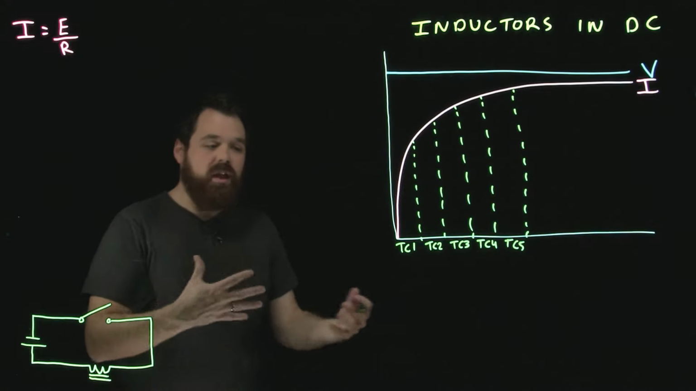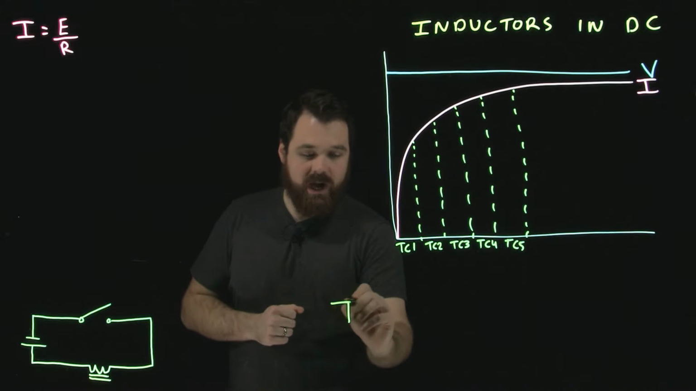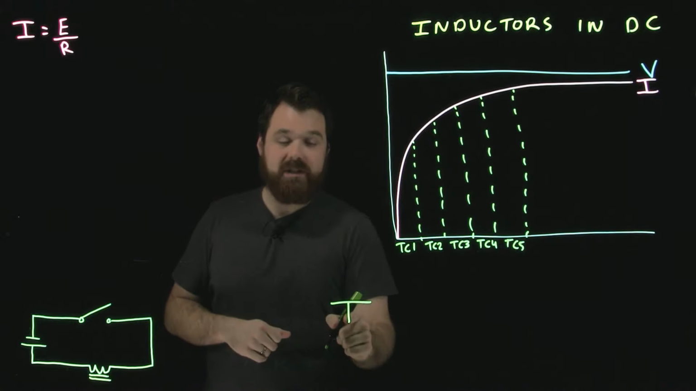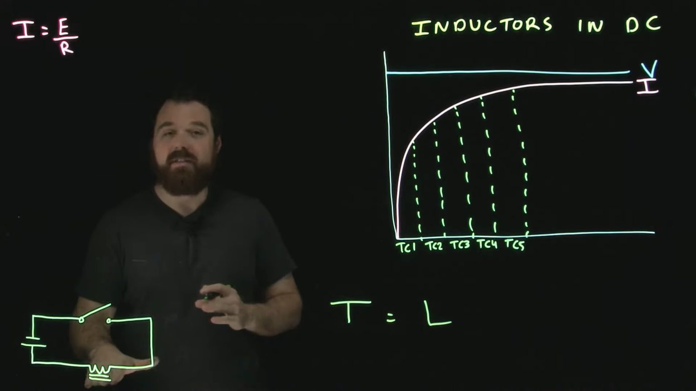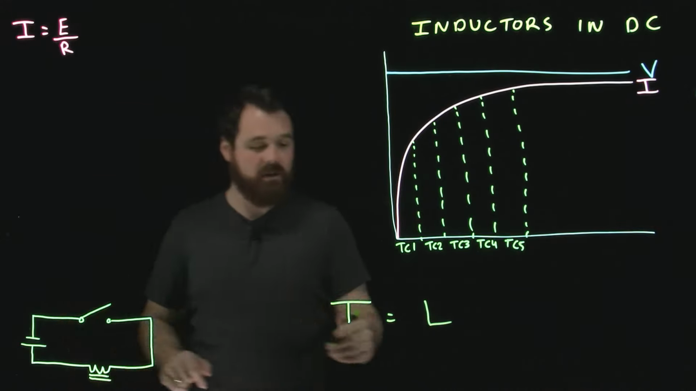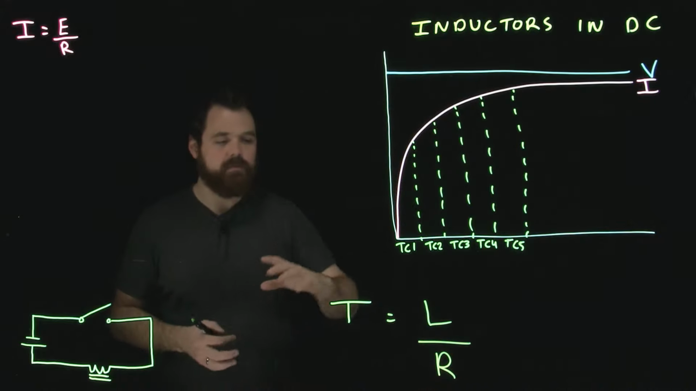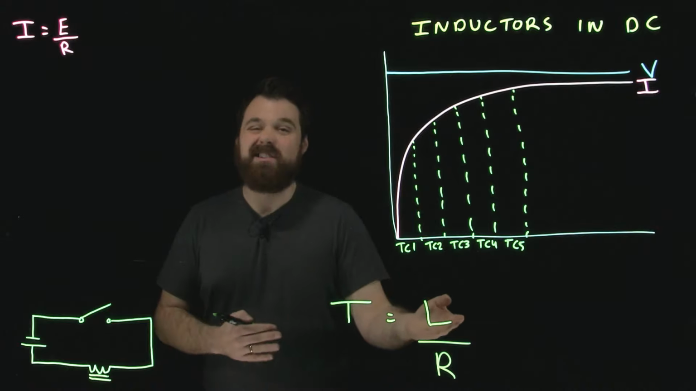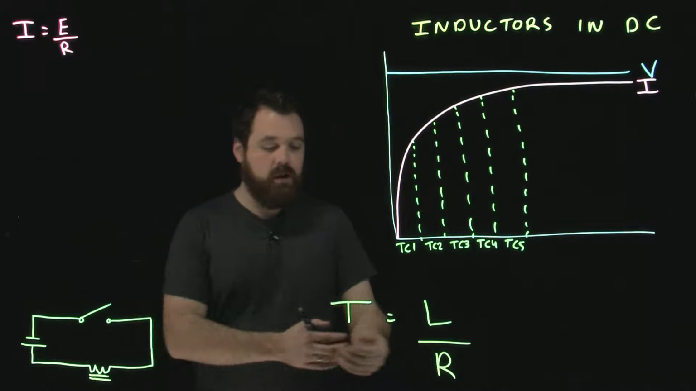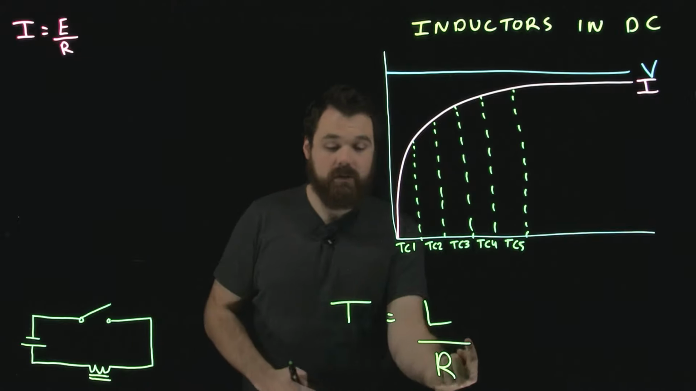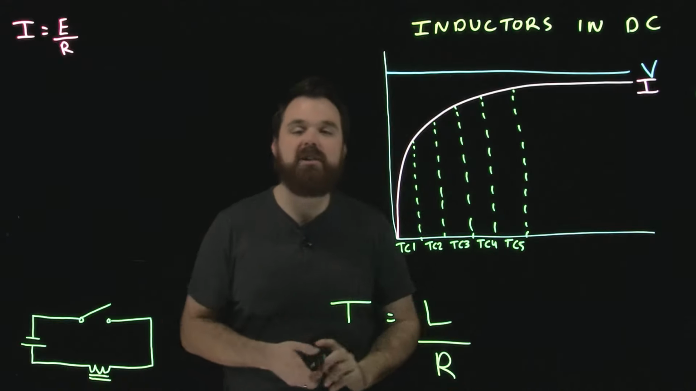We end up with a very important relationship, which is the time of one time constant in seconds is equal to the inductance in the circuit, the Henry rating of our inductor, divided by the resistance. So the more inductance we have, the more opposition to changing current, the longer it's going to take. The more resistance we have, the less time it's going to take because it doesn't have to rise so high. So we need to understand that relationship.